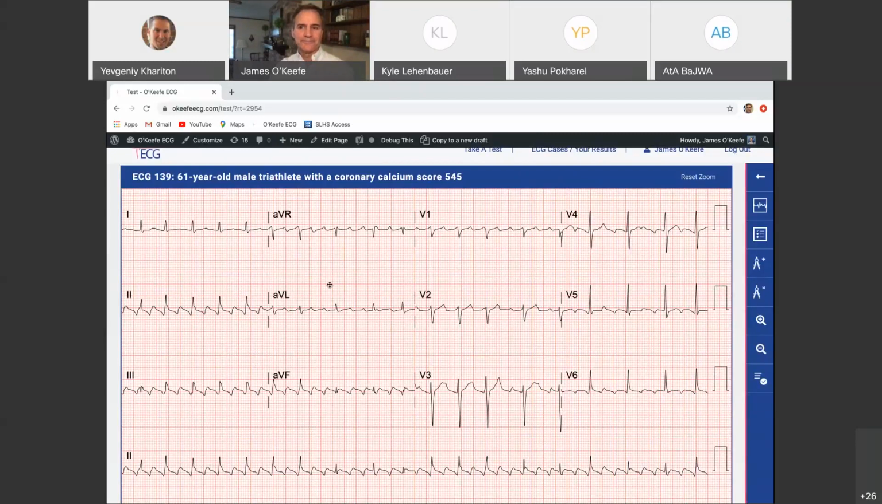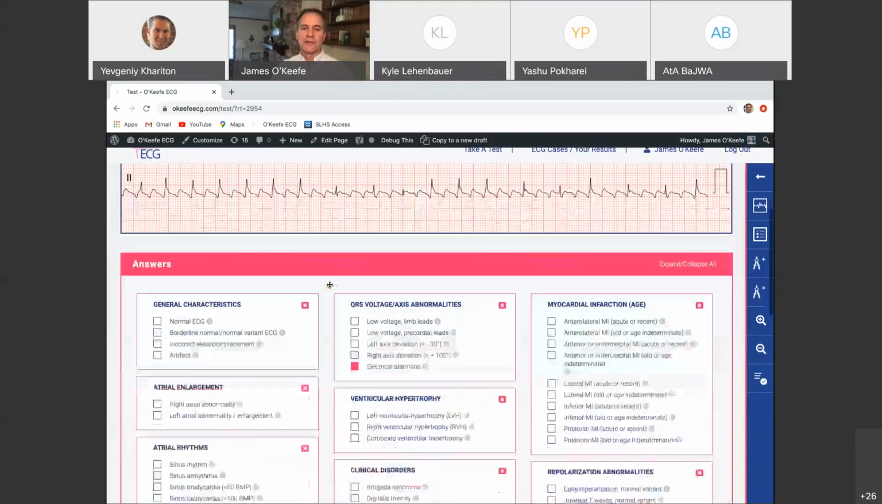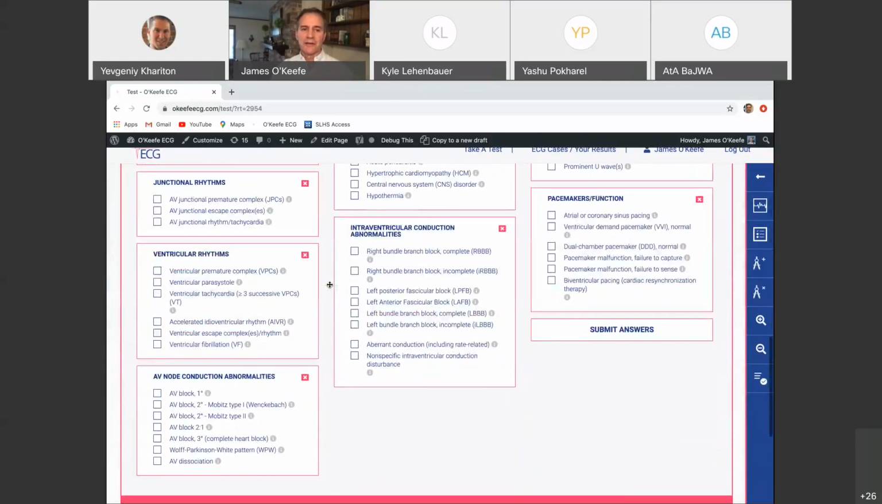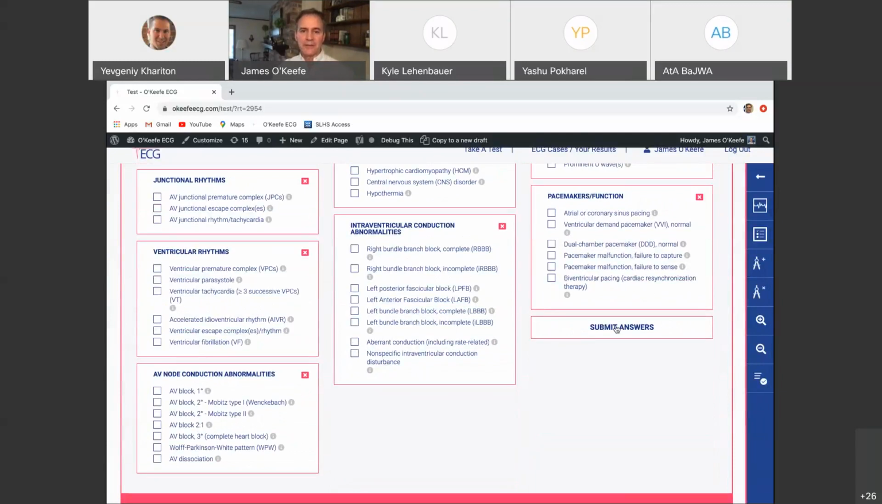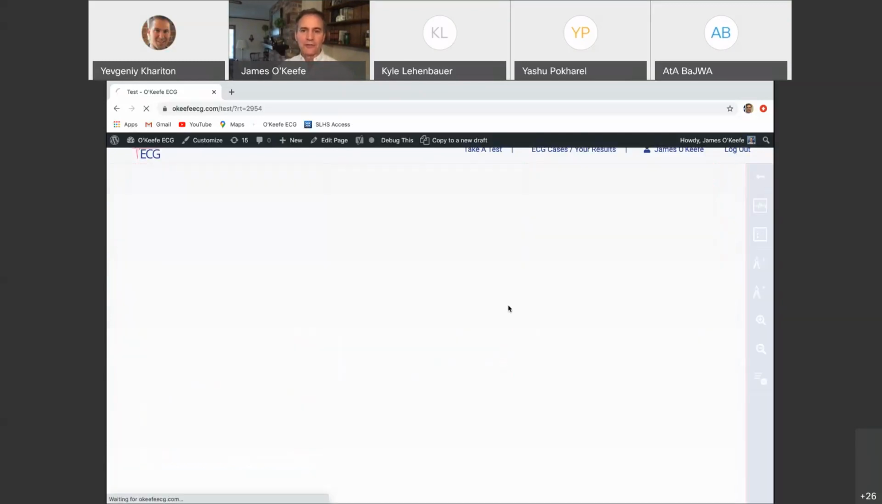And so, you wouldn't call the STT changes at all here. You would just call the atrial flutter, and the electrical alternans.